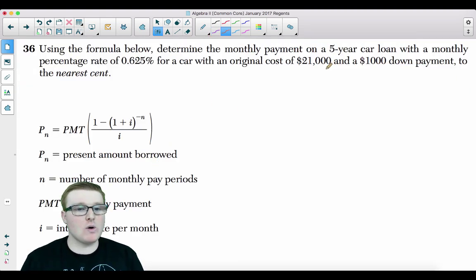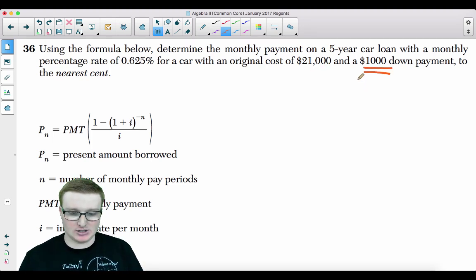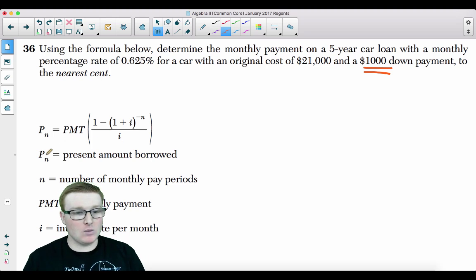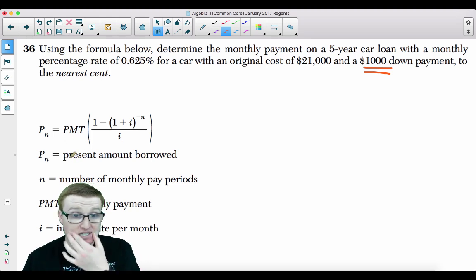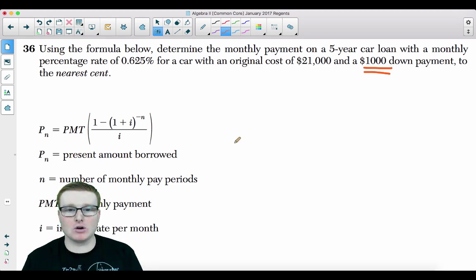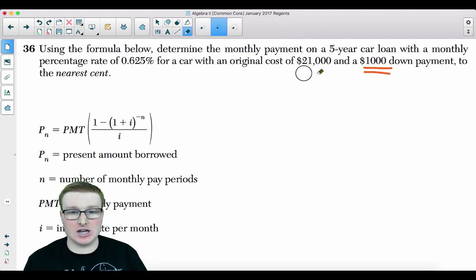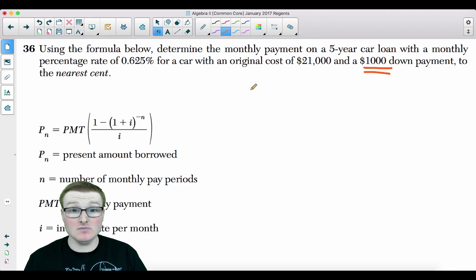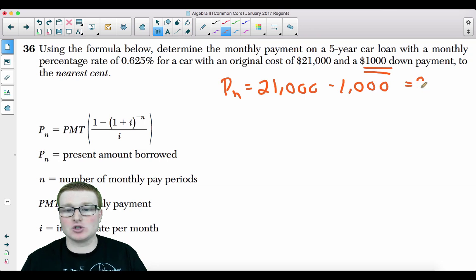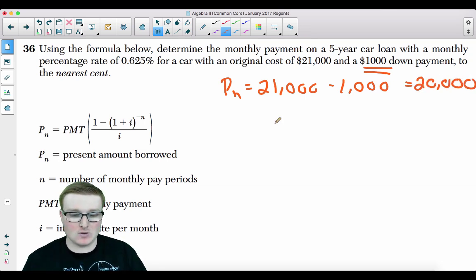First of all, whoever bought this vehicle put down a $1,000 payment. So let's figure out what P of N represents. P of N represents the present amount borrowed. You did not borrow $21,000, ladies and gentlemen. You borrowed $20,000 because you already put down the $1,000 payment, okay?